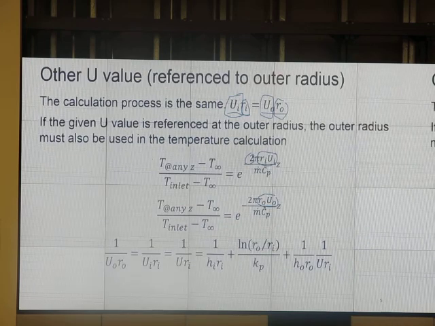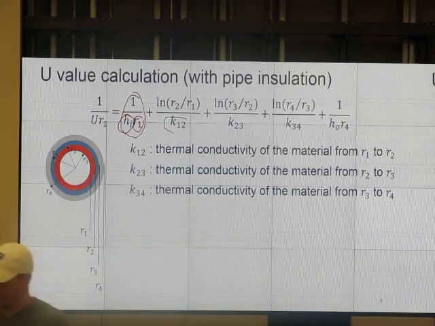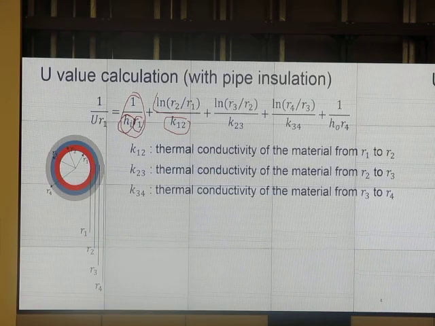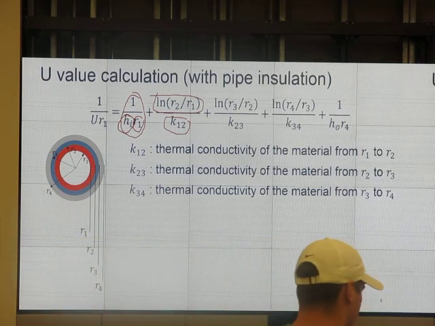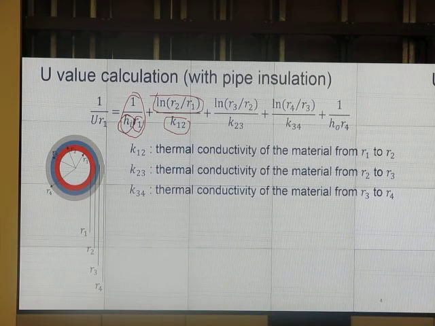What about the other term? K12, R2 over R1. How do I get that? Back. How do I get K12? What is that K? Pipe or fluid? Pipe. Thermal conductivity of the pipe. 54, or 50 for carbon steel, watt per meter per Kelvin. Okay? So you put about 54 over there.